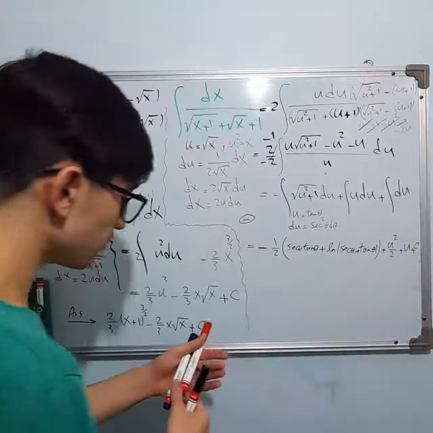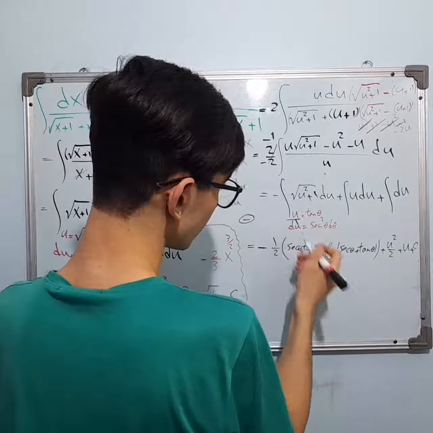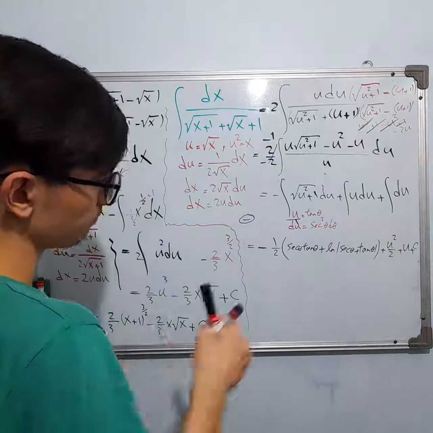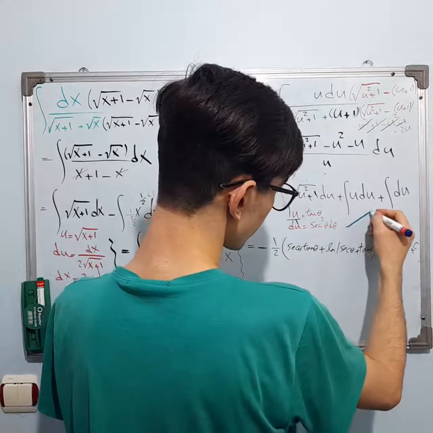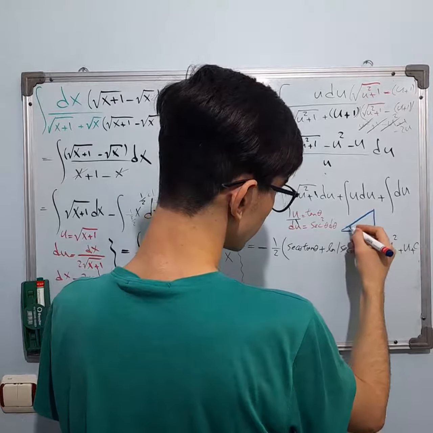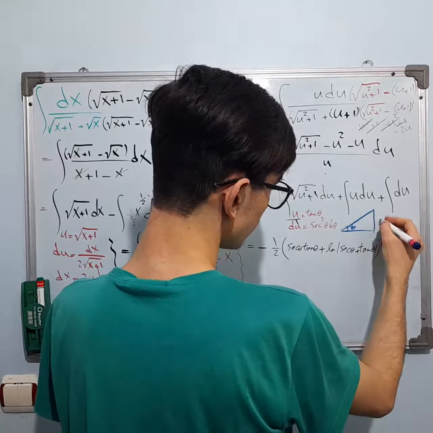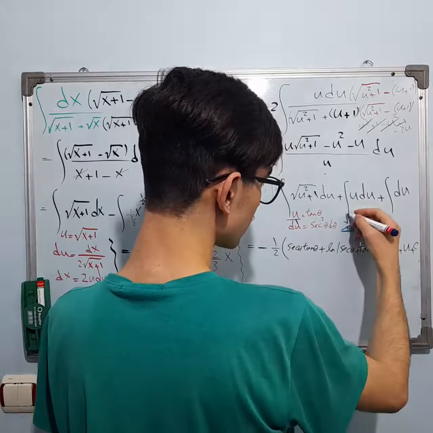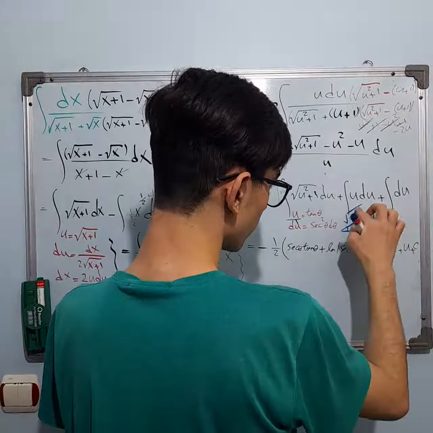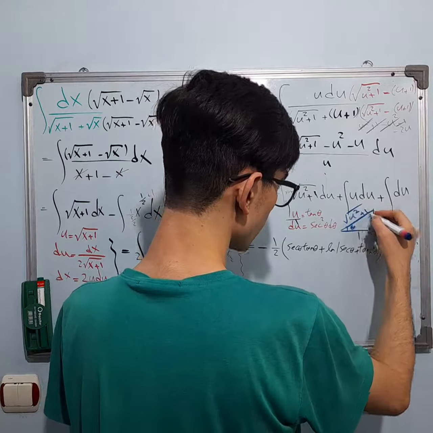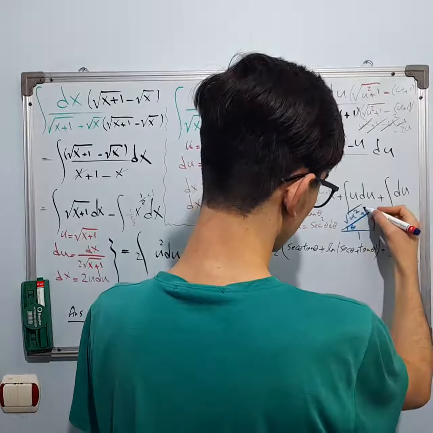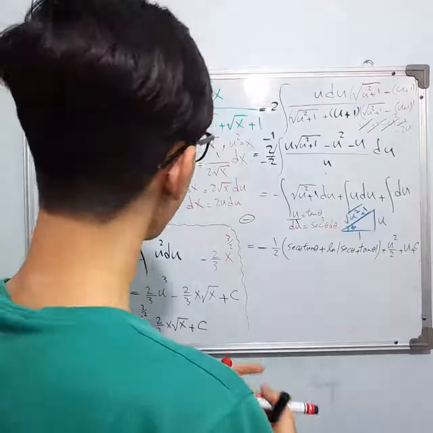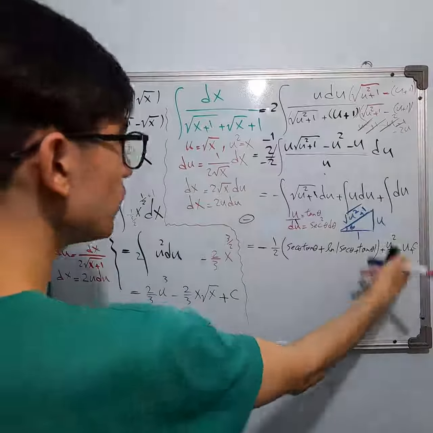But before that I need to find these ones, secant theta and tangent theta. If I draw the right triangle, it's theta and it's u. This is u, and this is 1, and this is the square root of u squared plus 1. Clear? Okay, and after that I will change it from u to the x word.